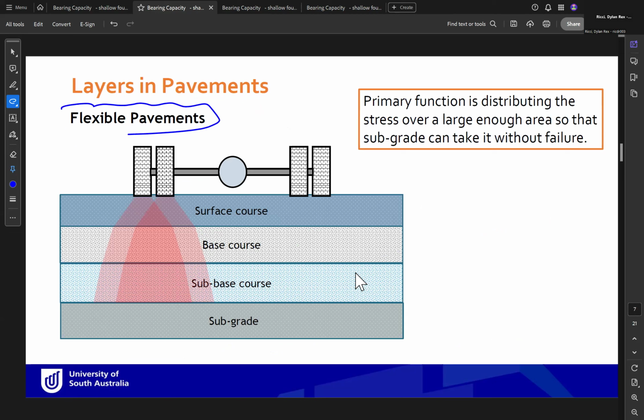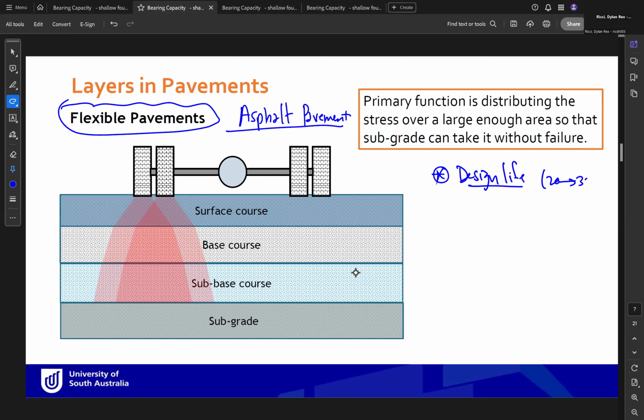Okay, so for flexible pavement, we have again the asphalt pavement. This is the most important type of pavement, or the most common one. And the design life of this type is a bit short, from 20 to 30 years. Okay, and one of the advantages is that it is easy to repair, especially in urban areas.